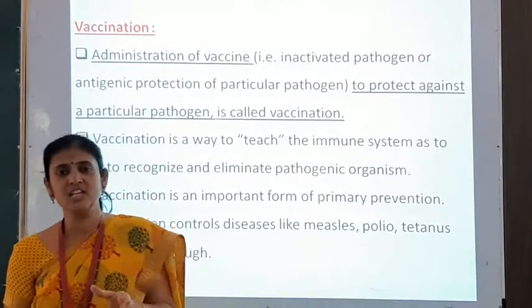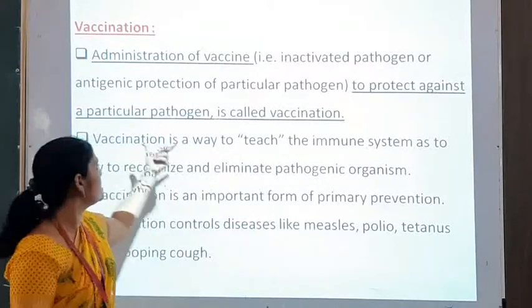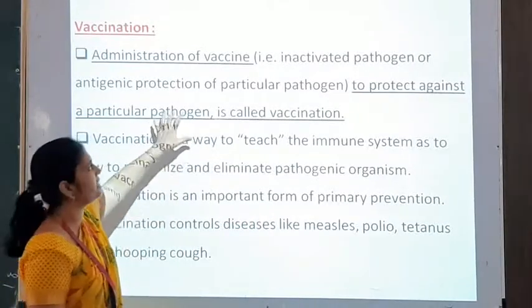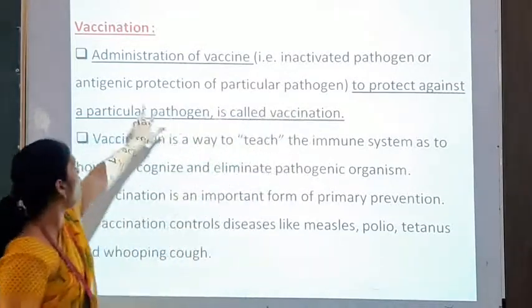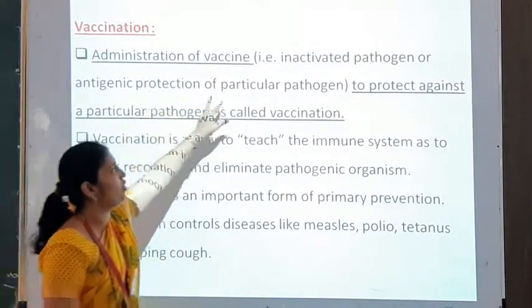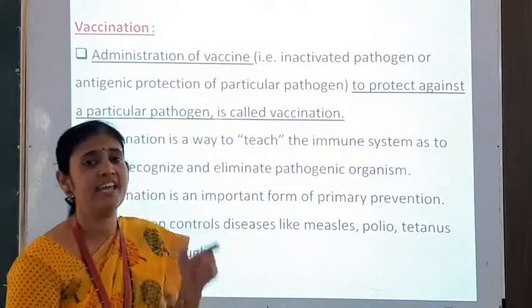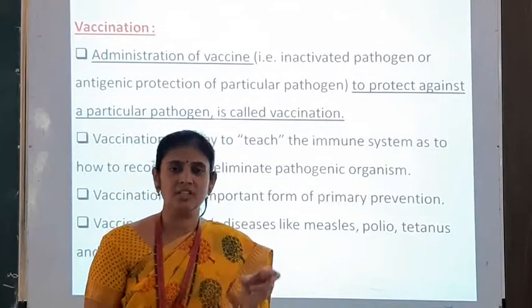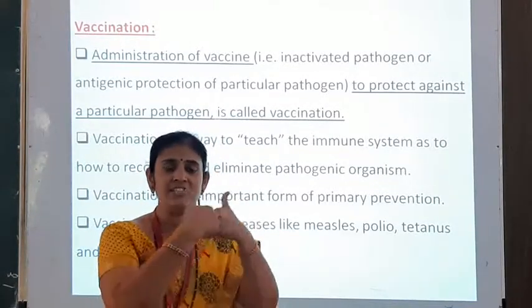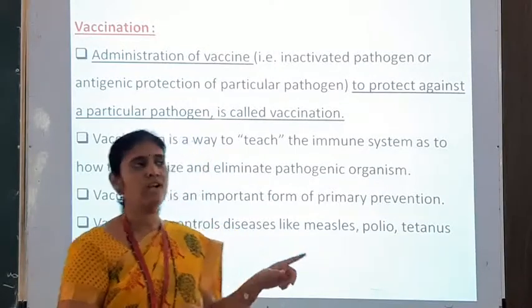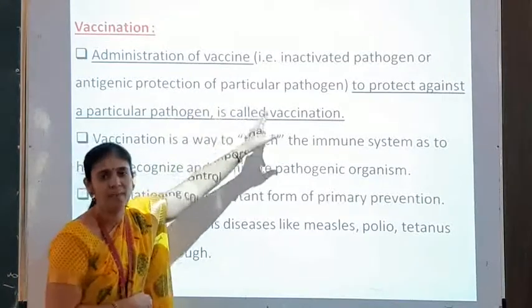What is meant by vaccination? The administration of a vaccine to protect against a particular pathogen. This vaccine contains inactivated pathogen or antigenic portion of a particular pathogen. What is meant by vaccine? Vaccine contains inactivated pathogen, means that pathogen is inactivated and then it is introduced into our body. That is called vaccination.